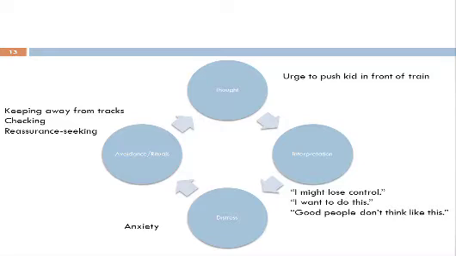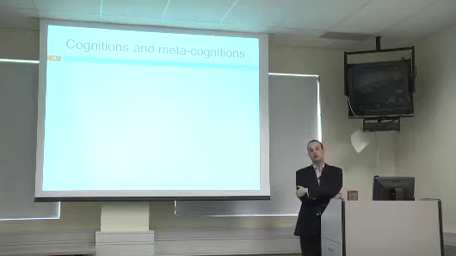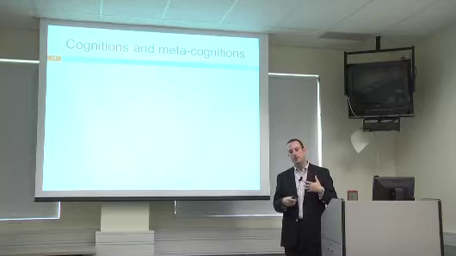I then make some interpretations that actually give that some amount of power. I have thoughts like I might lose control, I want to do this, good people don't think like this, whatever the content exactly is, which causes me distress, anxiety mainly. I engage in avoidance or rituals in response to the anxiety, such as keeping away from the tracks, maybe checking, maybe reassurance seeking, asking other people, that sort of thing. And in the short run, that works for me, but in the long run, it builds up the problem. I start having this thought more often, and I become more distressed by it, so it perpetuates the cycle in the long run.